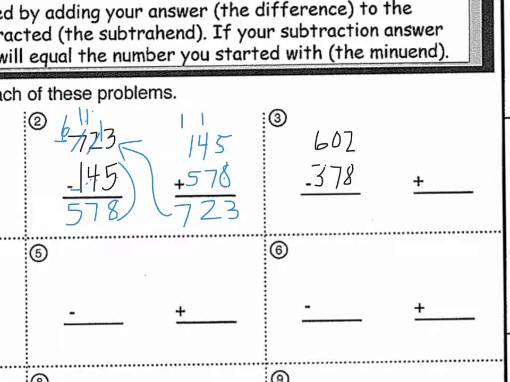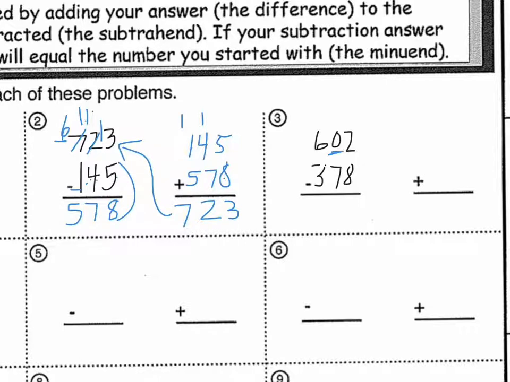So the ones place shows 2 minus 8. I cannot subtract 2 minus 8. The answer is not 6. I have to go over and regroup. Now in this situation, I'm regrouping from a 0. There's nothing there to take. So how do I deal with this?